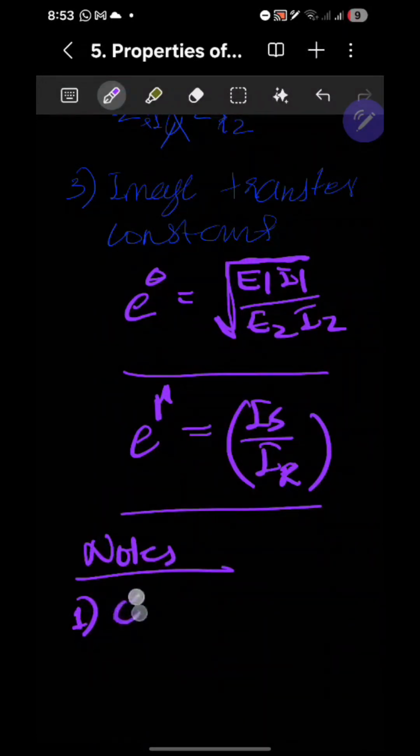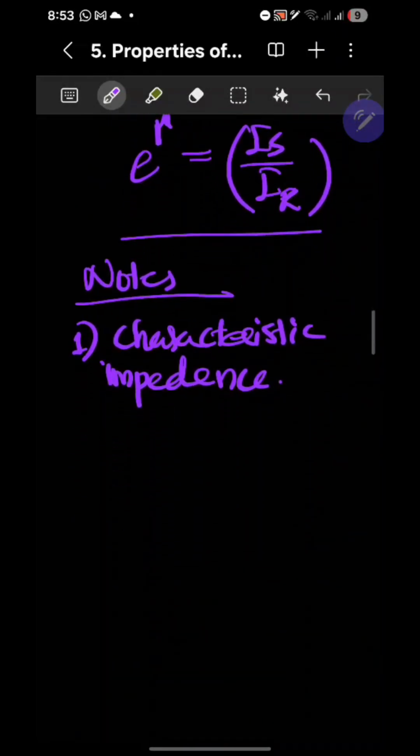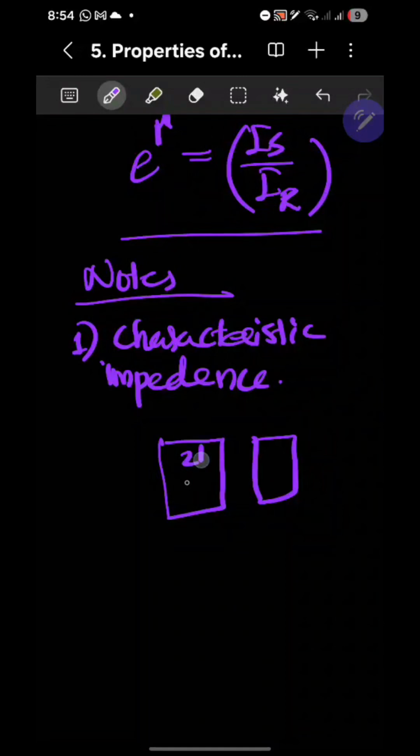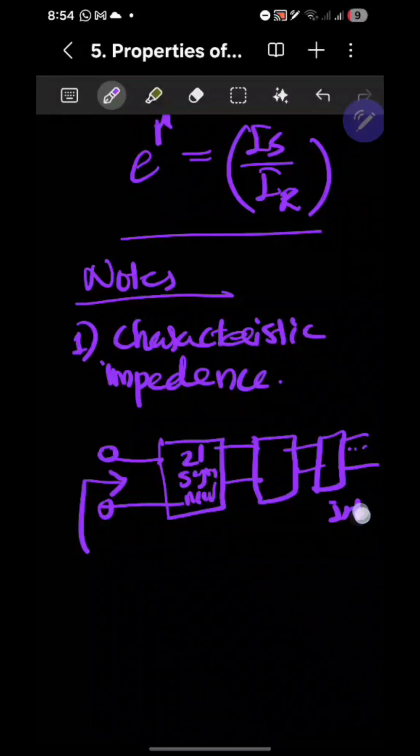One is this characteristic impedance. We can define the characteristic impedance in another way as well. If you have infinitely many two-port symmetrical networks, all the same, interconnected or cascaded together, and you are looking from the input side, or from any of the ports, up to infinity, the impedance seen from here will be the characteristic impedance.